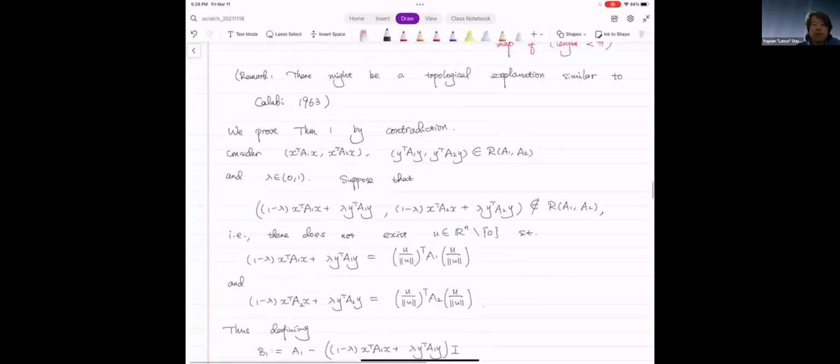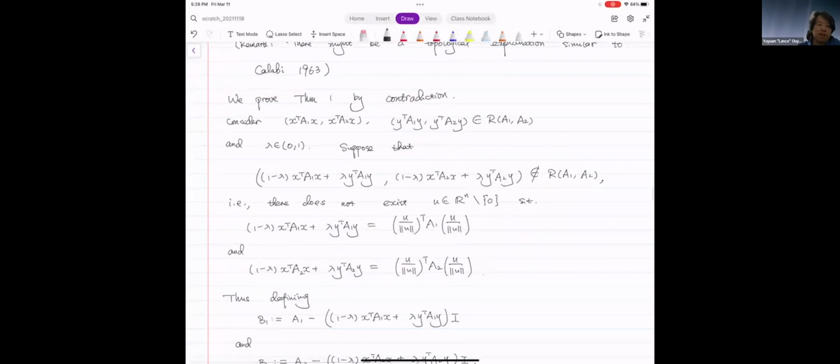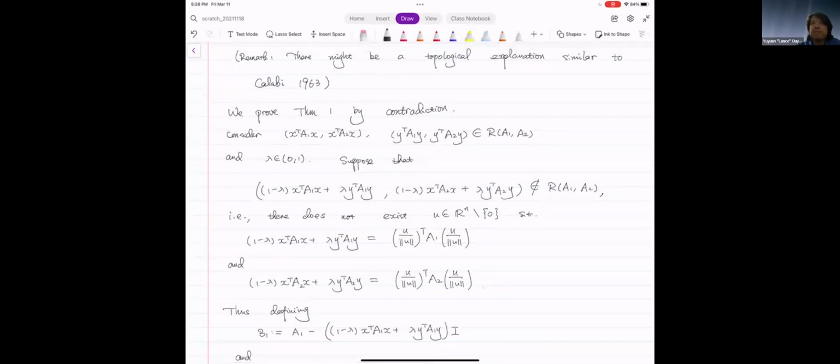So now with this proposition over there, we are ready to start the proof. We're going to prove the theorem by contradiction. The proof is done in the following way.